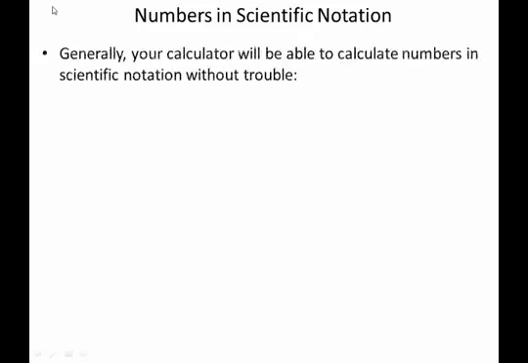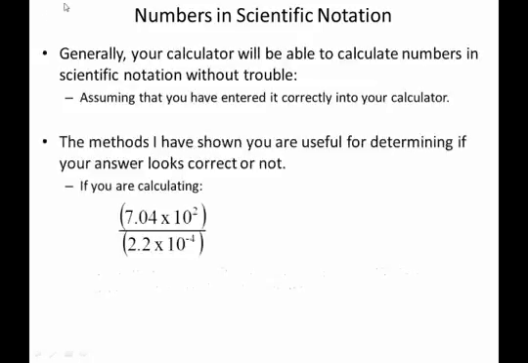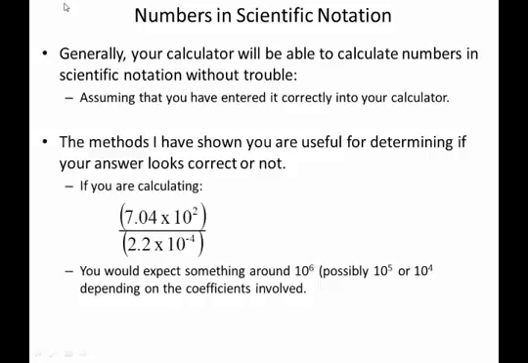Okay. So if you're dividing, you're looking at 7.04 times 10 to the 2 divided by 2.2 times 10 to the negative fourth. Remember, what you're going to get is 7.04 divided by 2.2. So you're going to expect something around 3.5, or a little less than that.